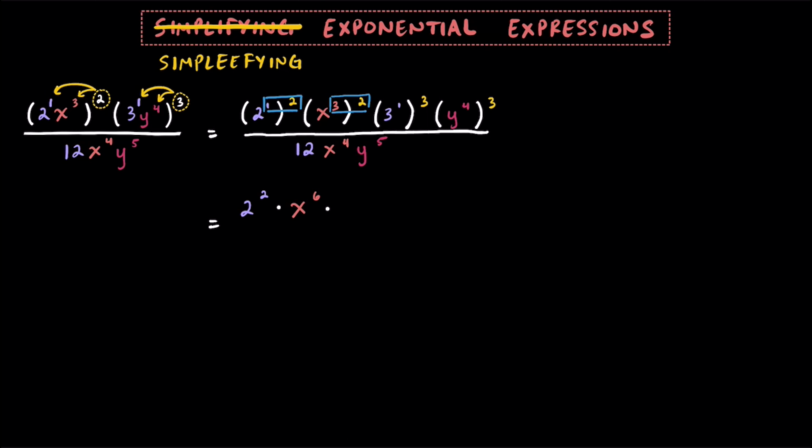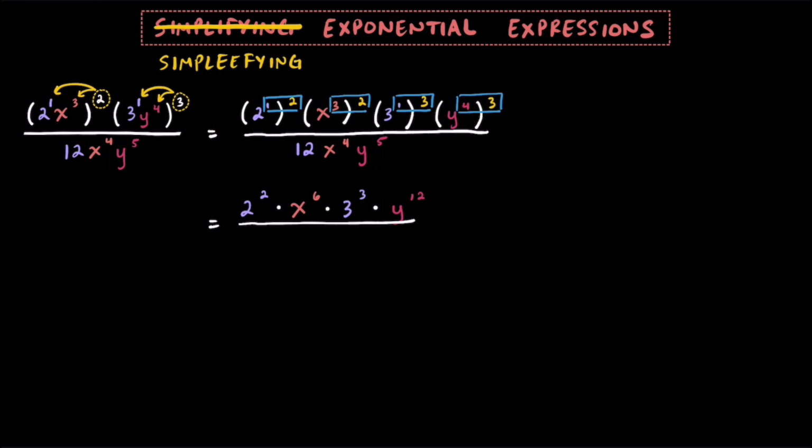Then following that, we have 3 to the first power raised to the third power. 1 times 3 is going to be 3, so we're going to have 3 raised to the third power. Finally, we have this y to the fourth power, but we have 3 of those. So if we have 3 4s, that's going to be 12. Again, the shortcut is going to be 3 times 4, and that's going to be to the 12th power. So this hopefully looks a lot cleaner than what we had just a moment ago.